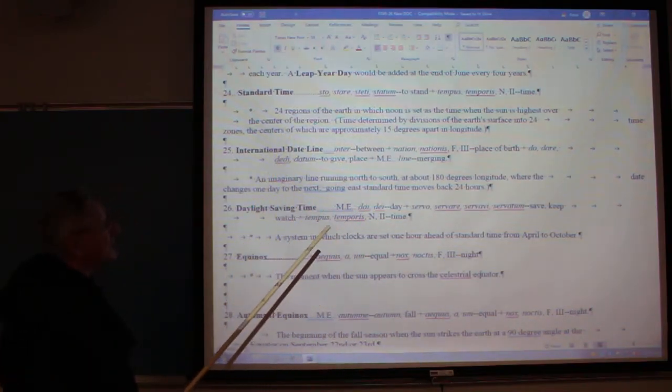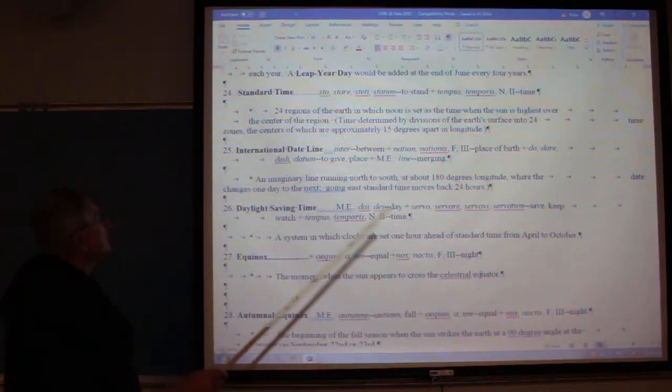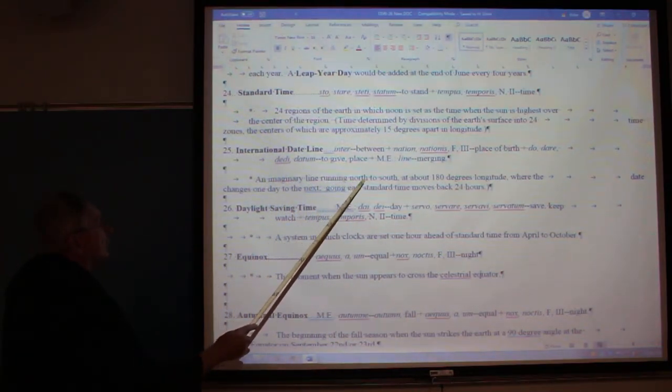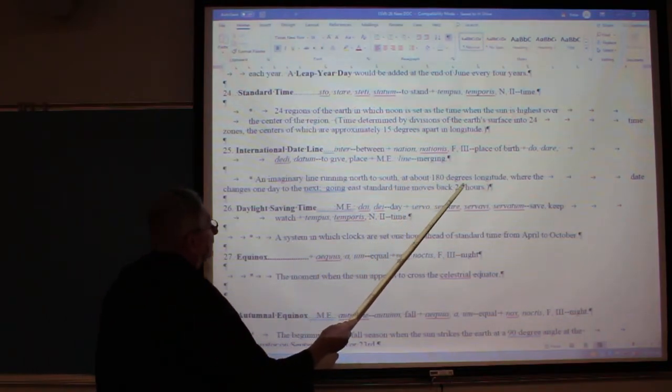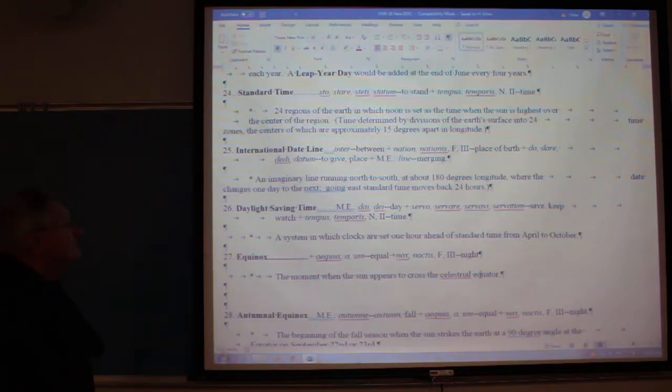But the problem is, halfway around the world we have a special line. It's called the International Dateline. It's approximately 180 degrees, and you can see an imaginary line running north and south at about 180 degrees longitude. You already had this in earlier chapters, in which you changed the date.